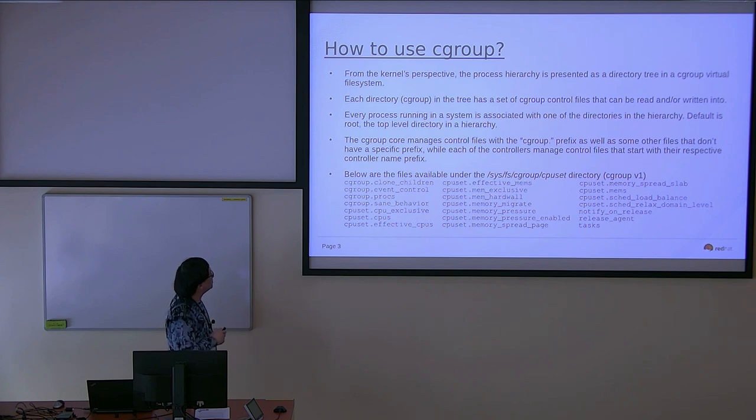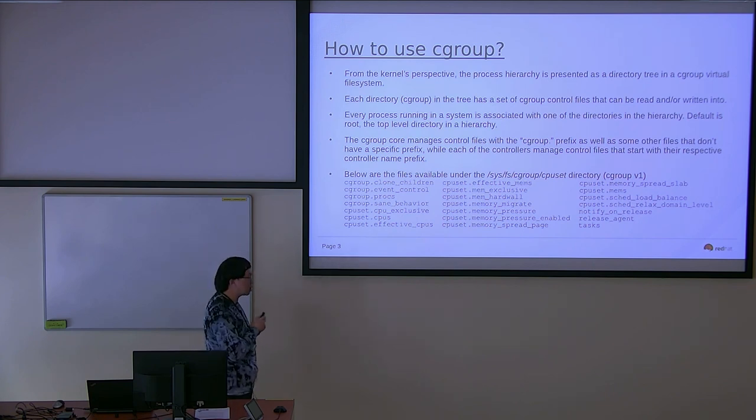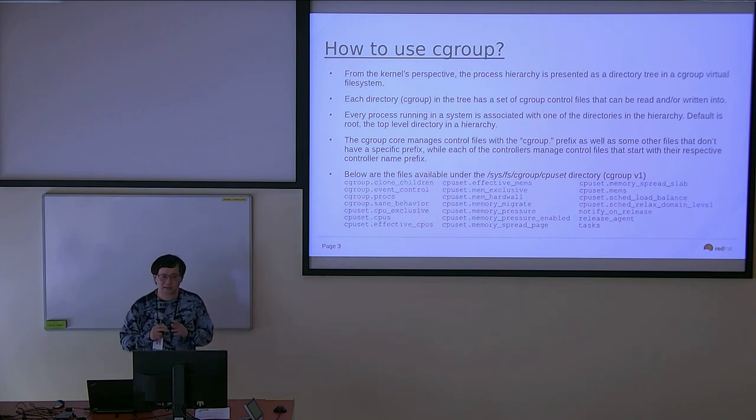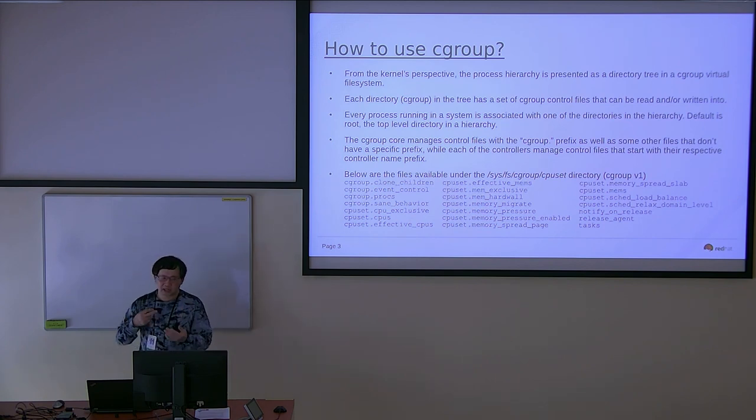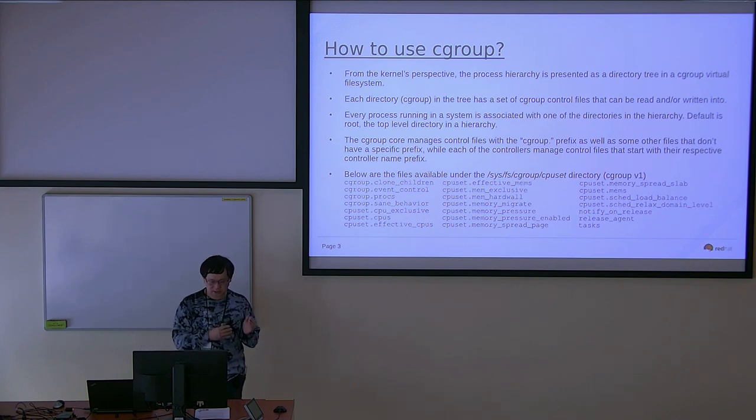So how do you use control groups? From the kernel perspective, the process hierarchy is presented as a directory tree in a cgroup virtual file system. Each directory in the tree has a set of cgroup control files that can be read or written. You can write values into those control files to associate a resource limit with each group of processes that are in the cgroup. And then you can also read data out for some state information, as well as some statistical counts that you want to collect, like how much memory is currently consumed by a given set of processes.